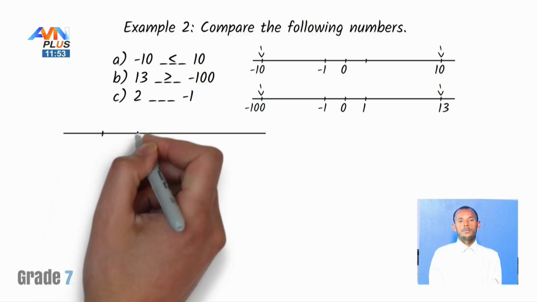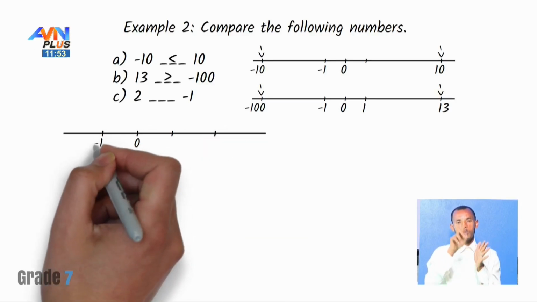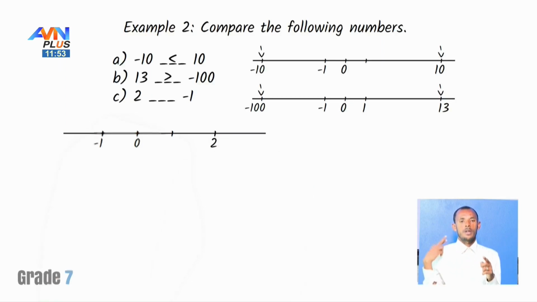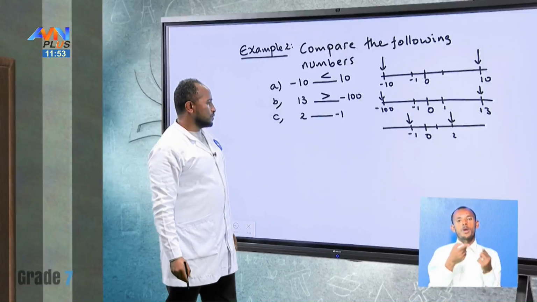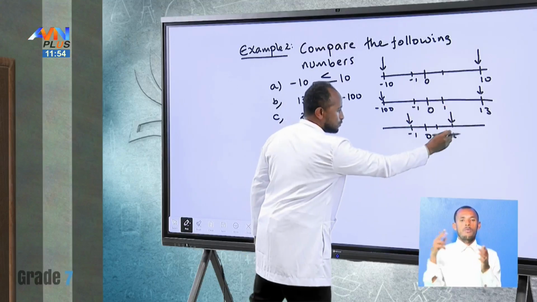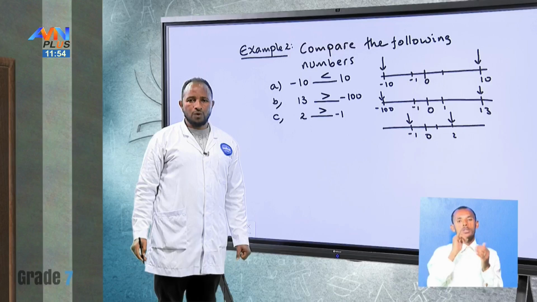So locate the numbers. We have 0 here, minus 1 to the left, and positive 2 to the right of 0, 1, 2 something here. So minus 1's location is here. The location of 2 is here. When you compare these two, 2 is to the right of minus 1, so 2 is bigger. Therefore, 2 is greater than minus 1.